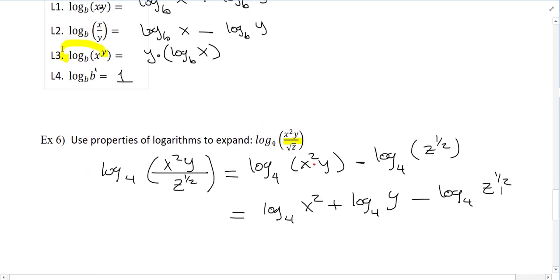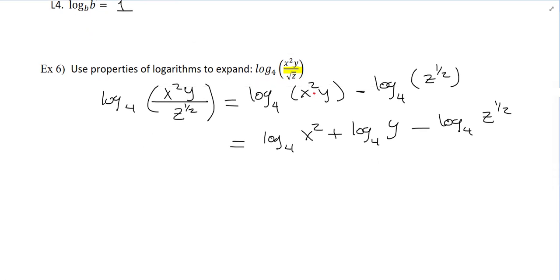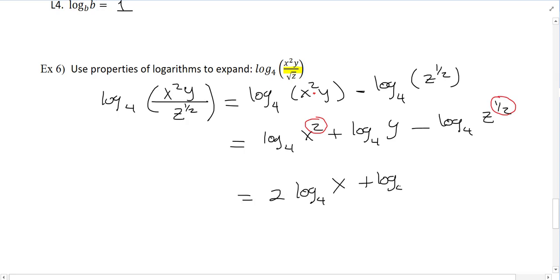And lastly, we're going to use the power rule, L3. When you have an exponent, you can bring the exponent to the front and multiply it by the logarithm. So that's what we're going to do with the exponents. I have 2 as an exponent and 1/2. So those are going to come to the front. So I'm going to have 2 log base 4 of x plus log base 4 of y minus the log base 4 of z, and bring the exponent to the front, 1/2. And is there anything else that I can do? No, I've used all the properties. So that's as far as I can go.